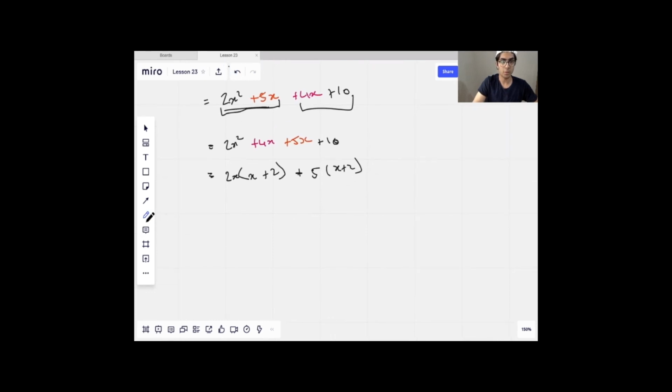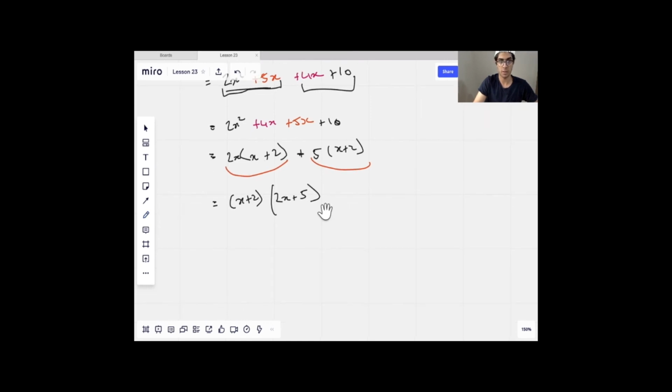And now we've got two new terms, but both of these have a factor of x plus 2, as we can see. So we can factorize that out again, so we get a factor of x plus 2 outside. And what's remaining is 2x plus 5. And there we go. So now we've factored it into what we need. We can just write that, and that's our factorization done.